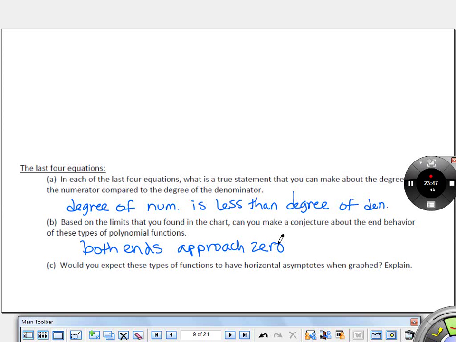Okay. So would you expect these kinds of functions to have a horizontal asymptote? Are they hanging out at one specific value at both ends? Yeah. Okay. So yes, we would. And again, why? Because both of the ends approach a single number. And in this case, we know the single number. It's specifically at 0. Okay.